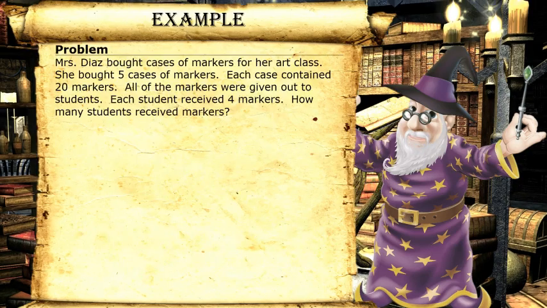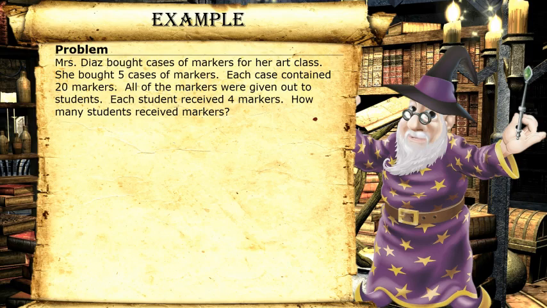Let's try another example. Mrs. Diaz bought cases of markers for her art class. She bought 5 cases of markers. Each case contained 20 markers. All of the markers were given out to students. Each student received 4 markers. How many students received markers?